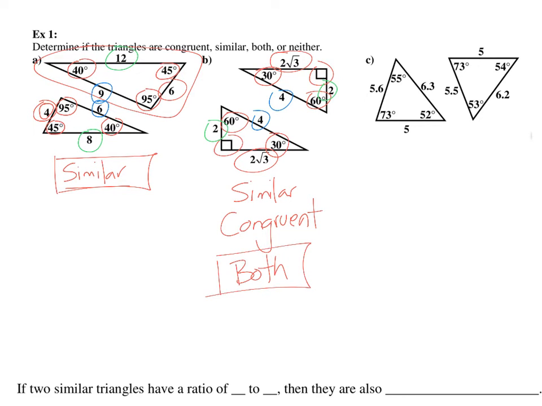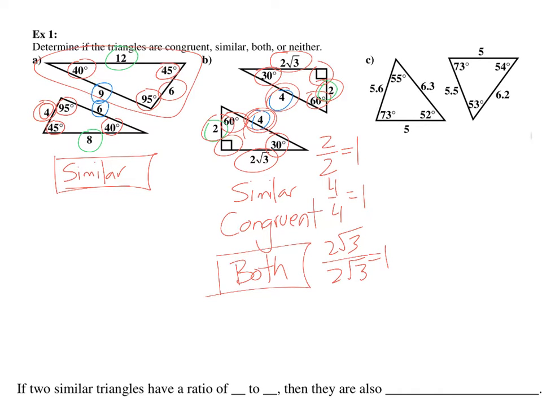And if you took the ratio of all the corresponding sides, you'd notice that they're equal to 1. So if two triangles are congruent, the ratios of the corresponding sides are always equal to 1. Just a little side note.